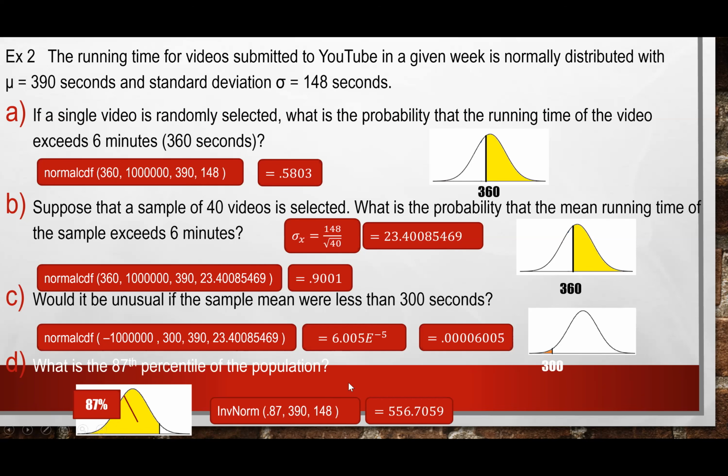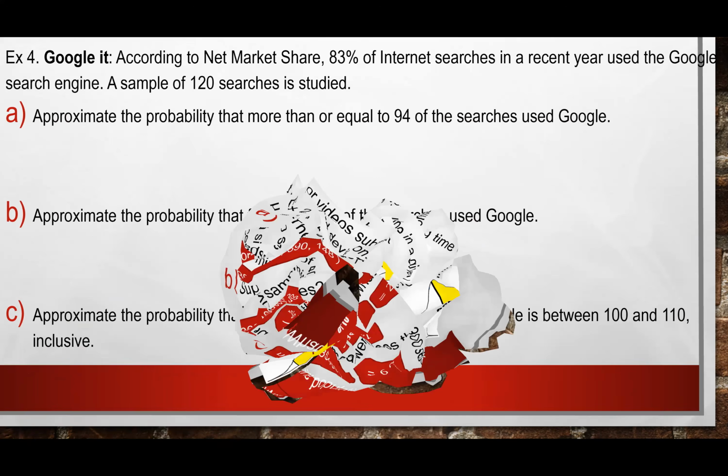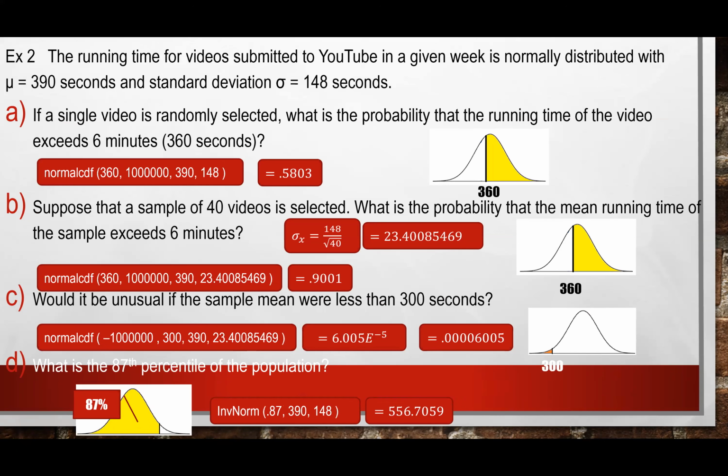So looking at this, in order for the video to be considered 87th percentile, that video has to be 556 seconds, right? So 557 seconds, or if you look at that. But looking at this slide here, ladies and gentlemen, any questions with this item?